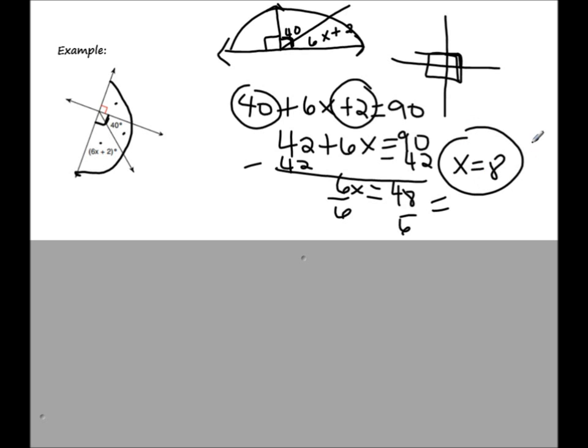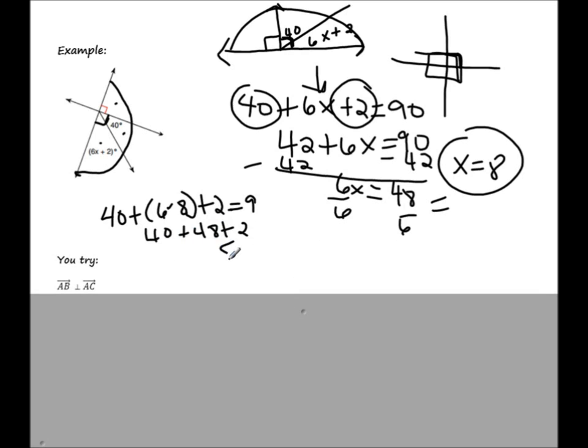And I'm just going to double check when I plug x back in right here. So 40 plus 6 times 8 plus 2 should equal 90. So 40 plus 48 plus 2, 48 plus 2 is 50, plus 40 is 90. So I'm good to go.